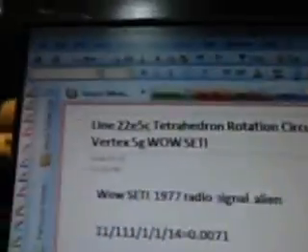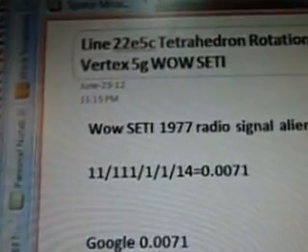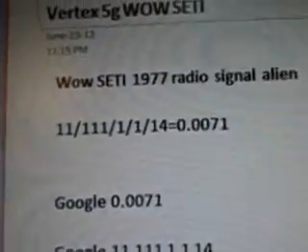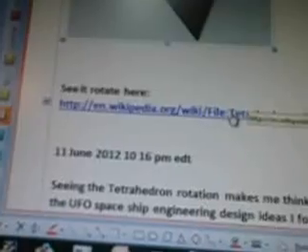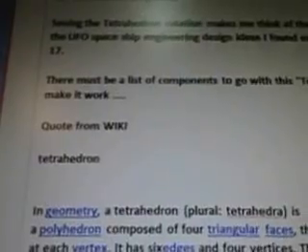Part 246, line 22e5c: tetrahedron, rotation, circumscribed, sphere, cube, vertex, 5G Wow Seti. There's the alien radio signal, and there's the tetrahedron shape. We're going to click on this side here, and it spins around like that. Okay? Cool, eh? So June 11th, 2012 is when I started doing the research. Today is the 24th of June.